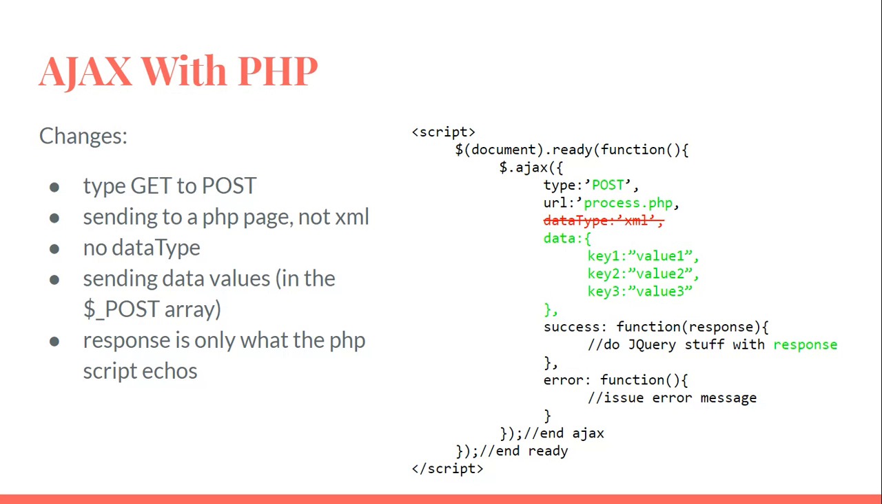Things will change a little bit when we get into PHP. The first thing that changes is that the type goes from get to post. The second thing is that we'll be sending this to a URL that is a PHP page and not an XML page. The third is that instead of a data type, we'll be sending data. In other words, we're going to be able to send information to that PHP page through a post array. And then finally, what's coming back is only whatever the PHP script echoes, as opposed to all of the XML that we used to get back and had to then parse through.